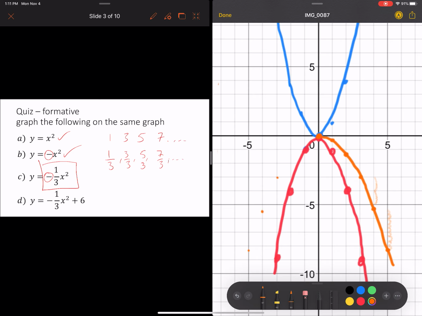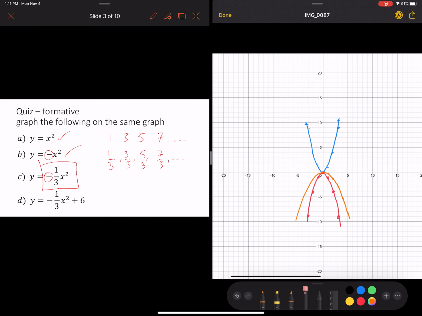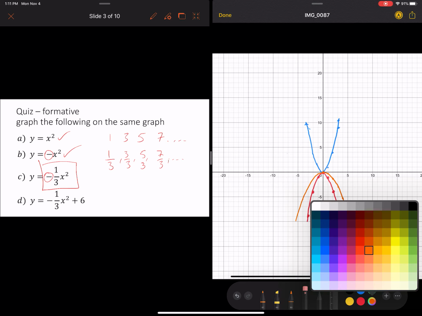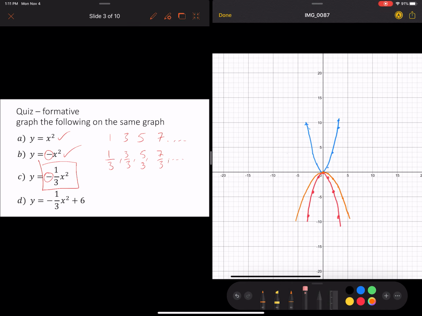Approximately, because it's symmetric, we can just draw it out. Do you see how it's kind of compressed? Do you see why it's called compressed? It's not stretched, it's compressed. And that's equal to y equals minus 1/3 x squared.